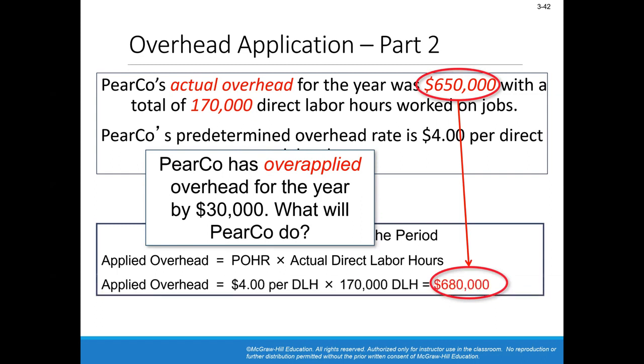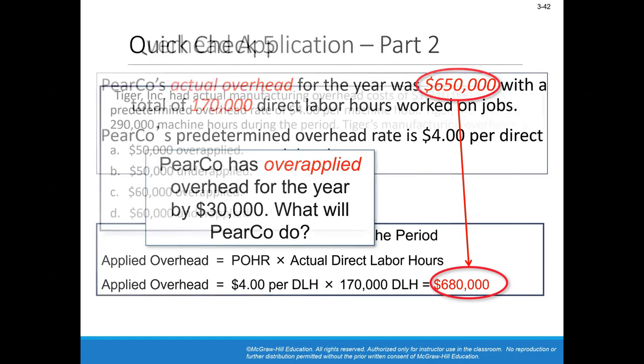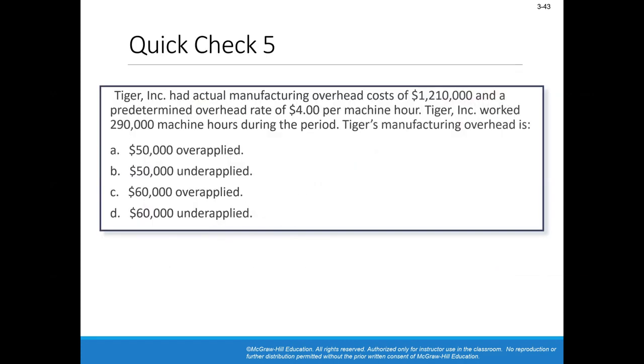So we over applied by 30,000. Remember I told you we're going to get to what we do with that overage or under, and there's a couple of different ways you can do that. We'll look at that in just a minute.